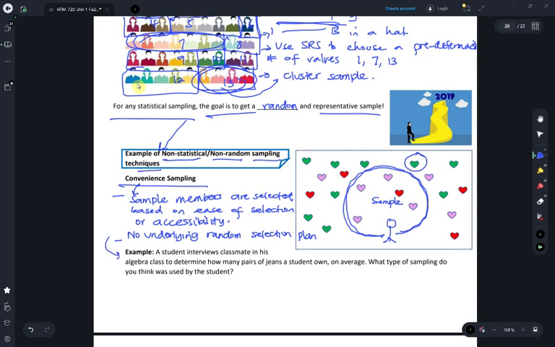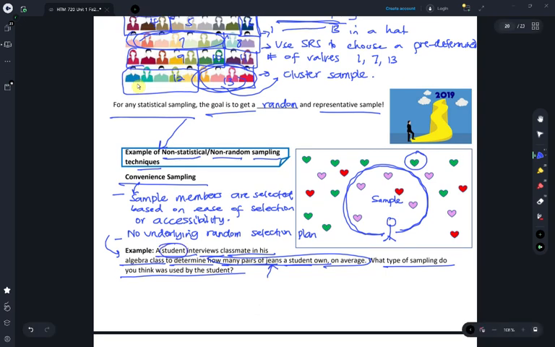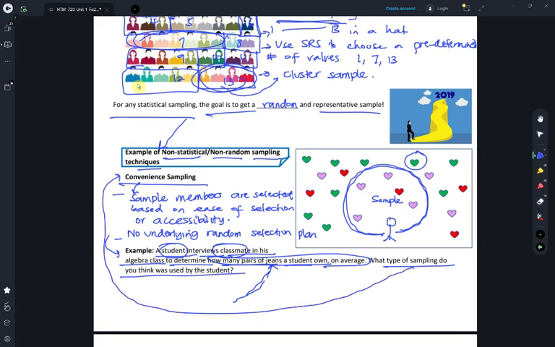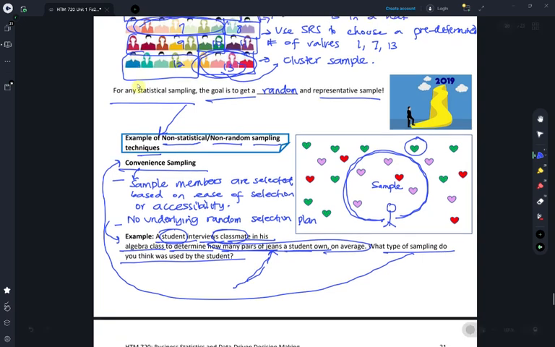Let's consider an example of this in reality. If a student interviews classmates in his algebra class to determine how many pairs of jeans a student owns on average, that is the research question, what type of sampling do you think was used by the student? Well, if the student is only collecting data from his classmates, that is very convenient, you might say. So I would argue that the sampling plan used in this case would be convenience sampling, because those in his class may not be a very reasonable or representative sampling of all students.